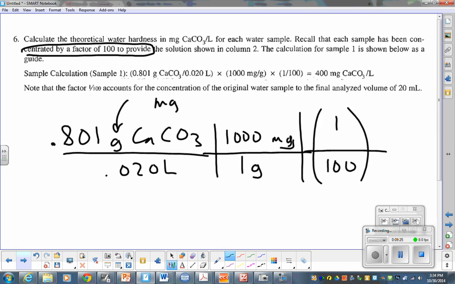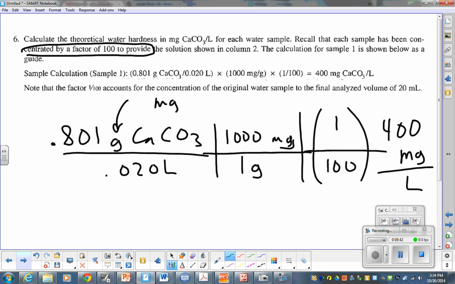So when I multiply this all the way through, I end up getting 400 milligrams of calcium per milliliter. And that's how I do my calculation.